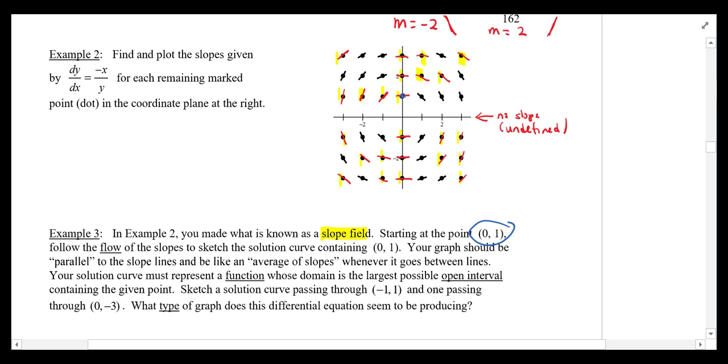I want you to do what? Well, sketch the solution curve. So it says your graph should be parallel to the slope lines and be like the average of slopes whenever it goes between the lines.